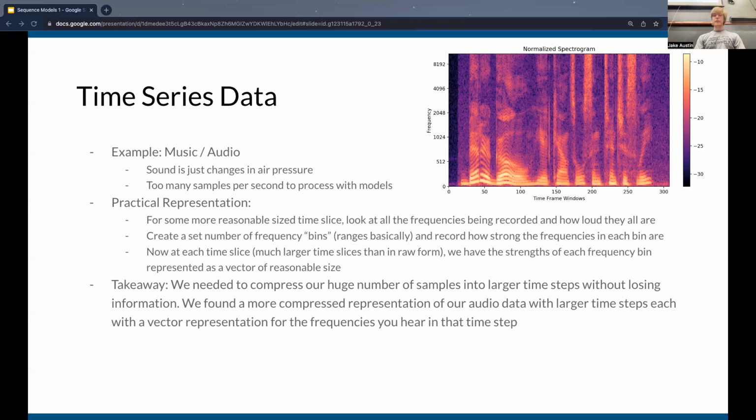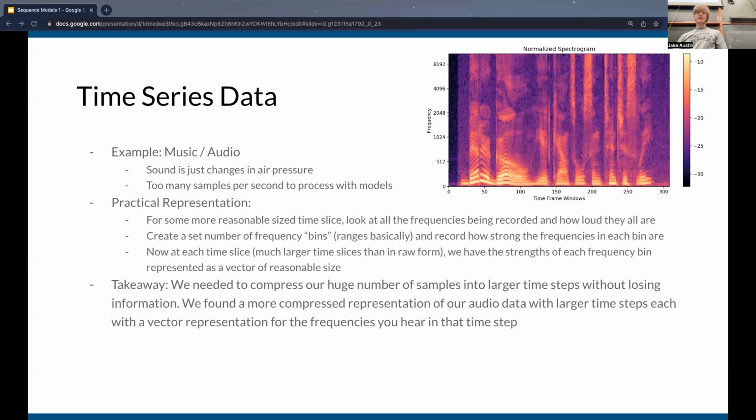Frequency decomposition is not something we're going to talk about too much here. It's a weird thing, if y'all know what a Fourier transform is. But the takeaway with music and audio is, in order to practically represent it and be able to process it, we need to figure out how to compress this huge number of samples down into a more reasonable number of time steps without losing a ton of information. An important thing with audio generation or audio representation is just how to more practically represent it.